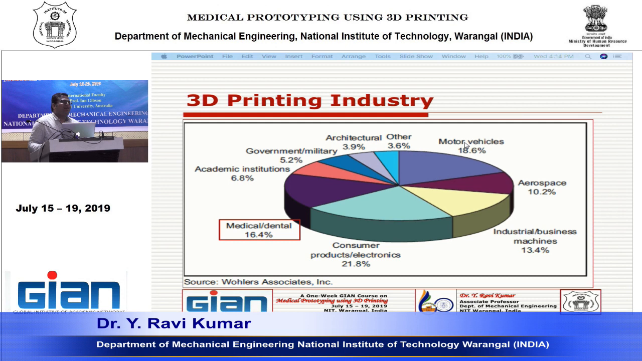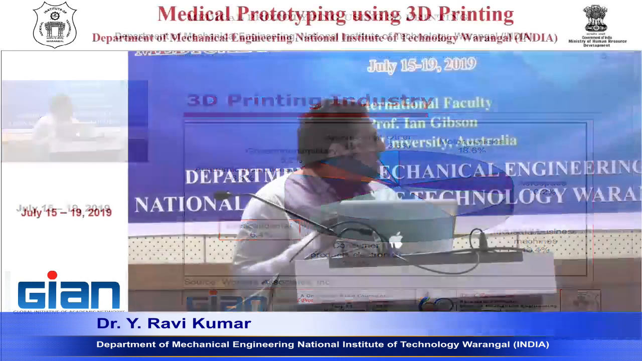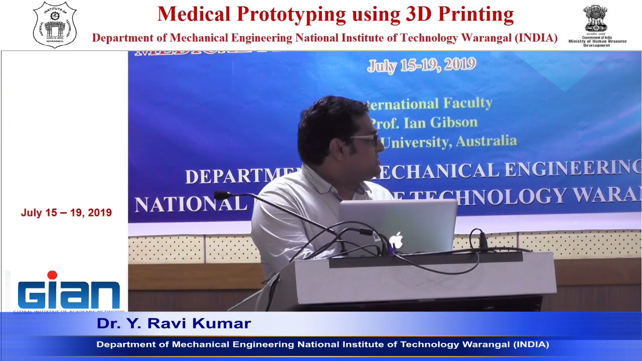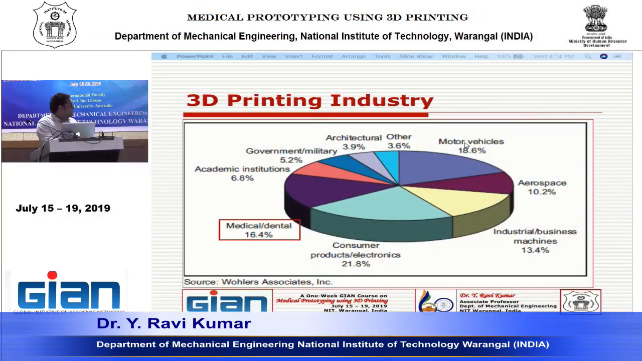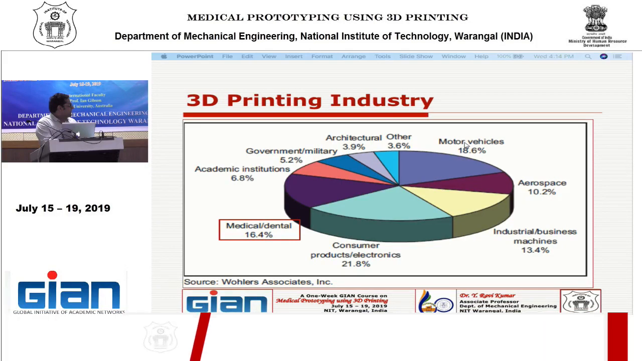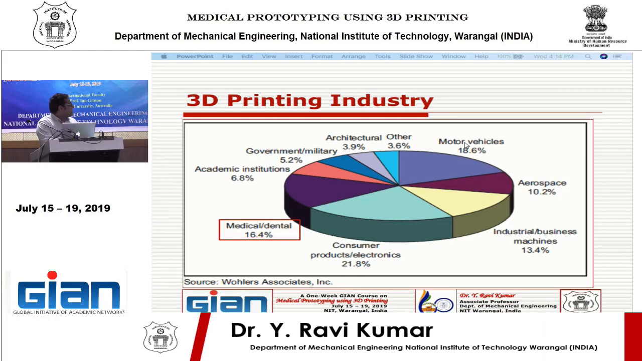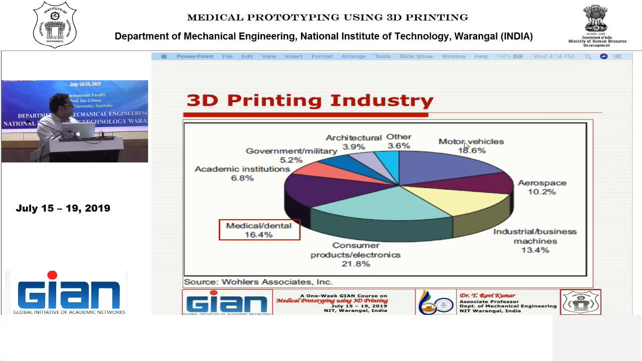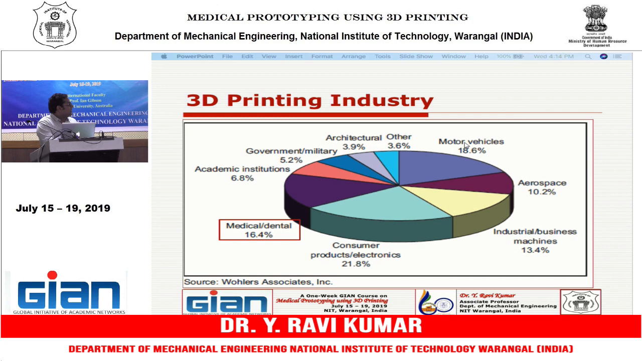So then why our course, the title, why we are here? That is medical prototyping using 3D printing. And if you see the applications, the first share is consumer products or consumer electronics, that is 21.8%, and the second share is motor vehicle 18.6%, which is automobile and automotive together. And the third place is medical and dental together, 16.4%. So that is our interest.